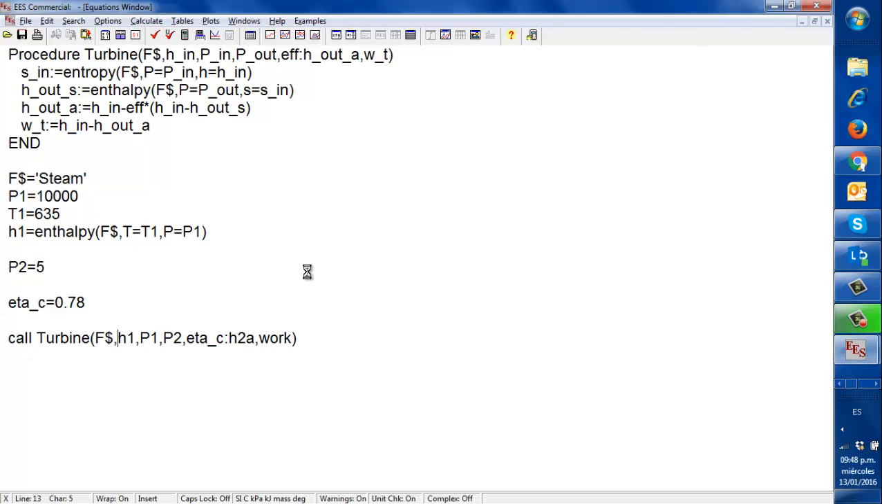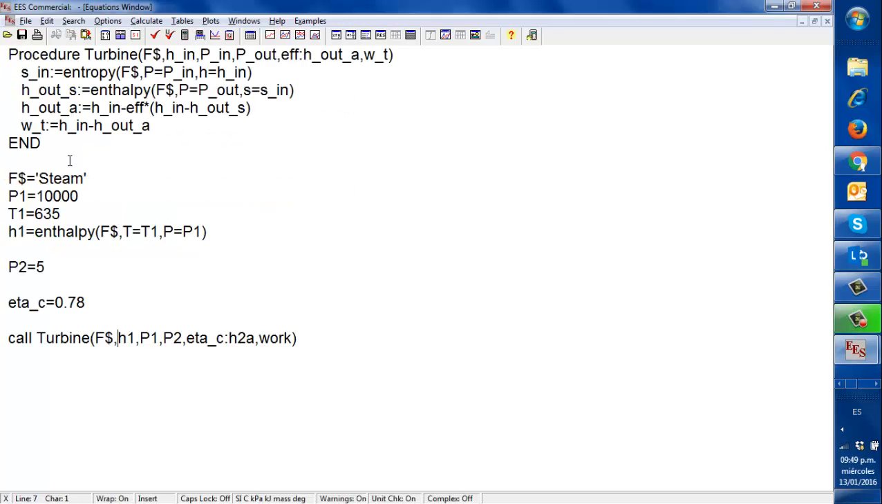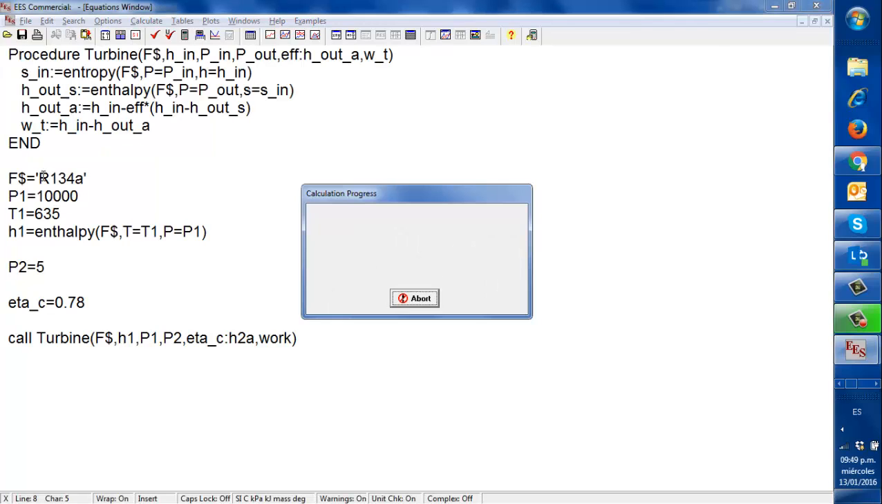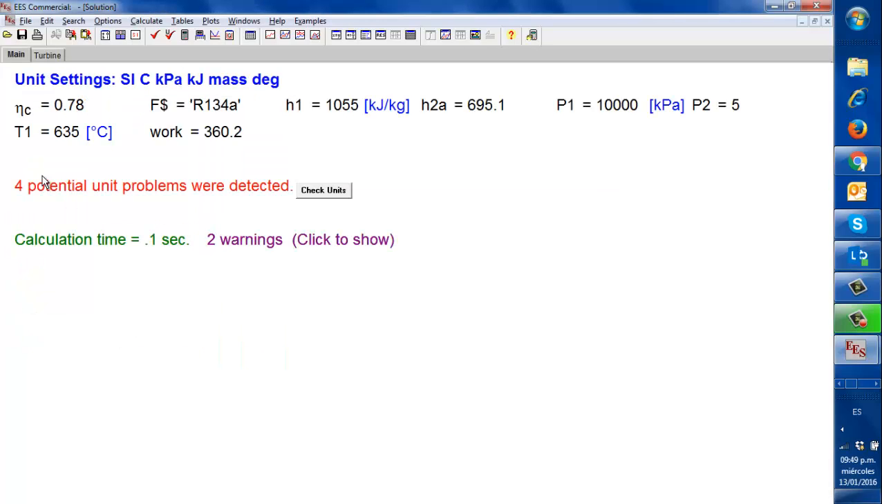Okay. I press F2 and I have the same solution, but now I have the ability to change the fluid. Right? I can say the fluid is now 134A. Press F2, it will solve it. It's about limits, of course, but it will solve it. So you can create a library of procedures that you use, and then you just call them.